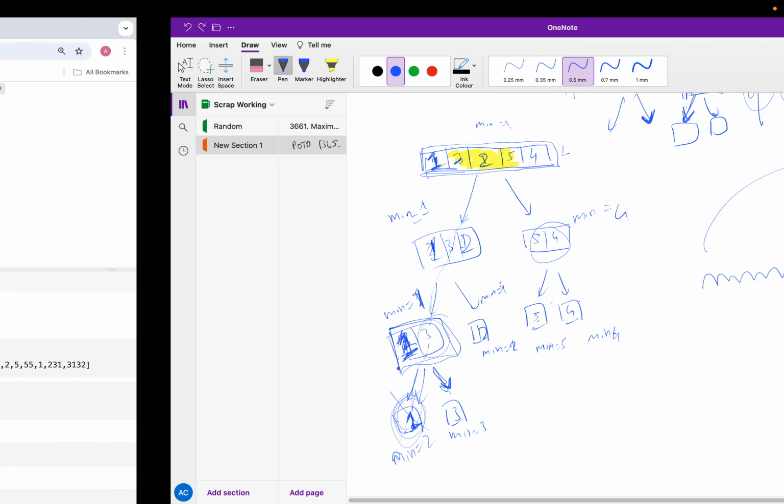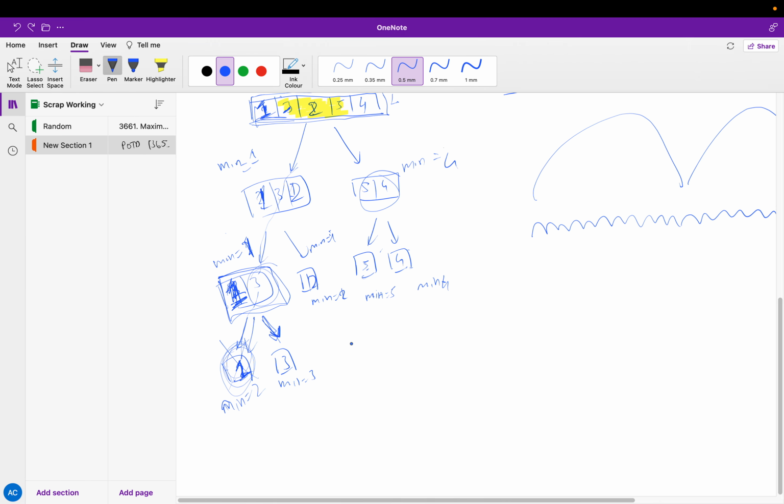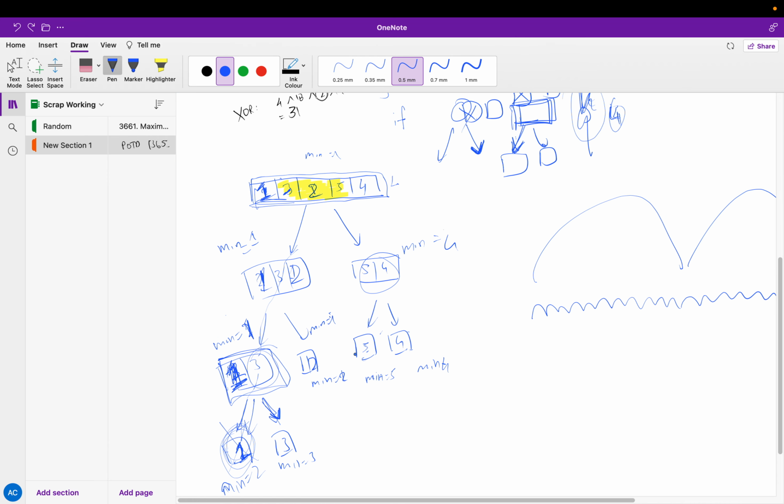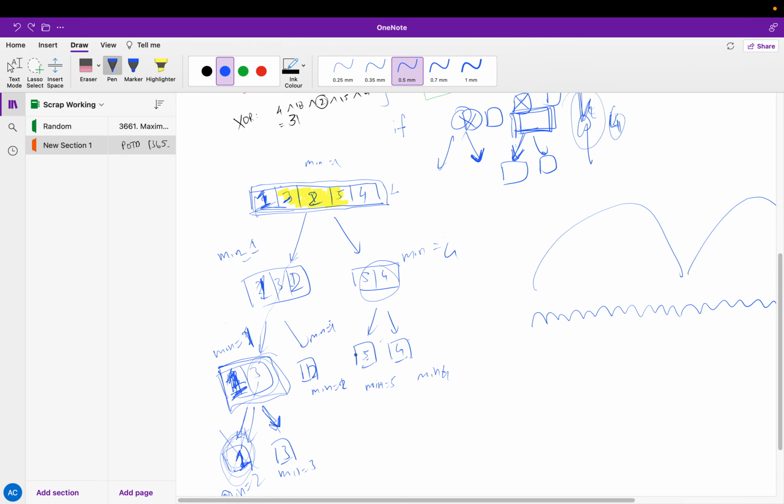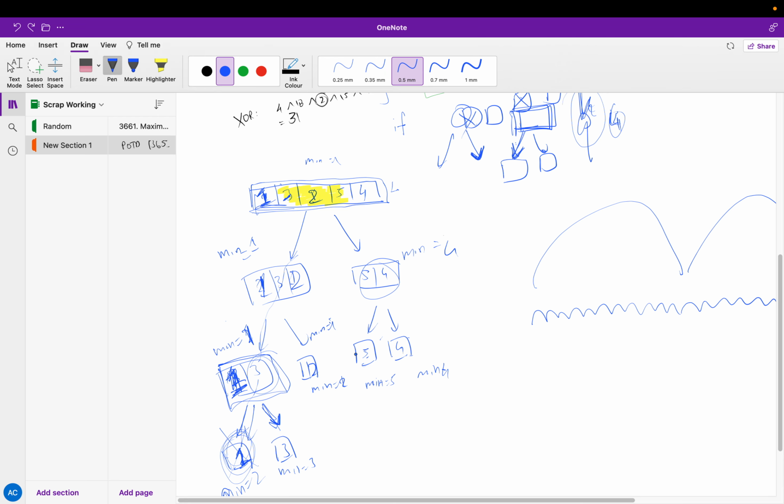Other than maybe, no. How does this divide and conquer normally, you're like not skipping stuff? Why are we skipping stuff?